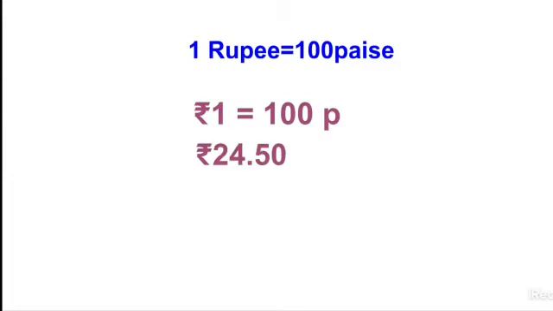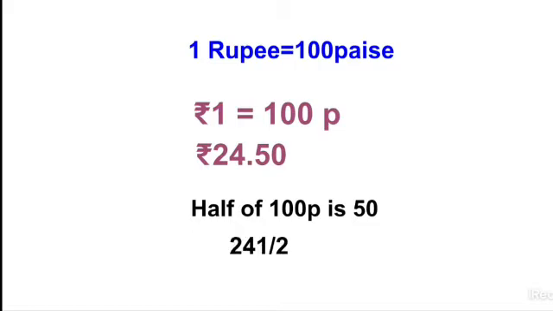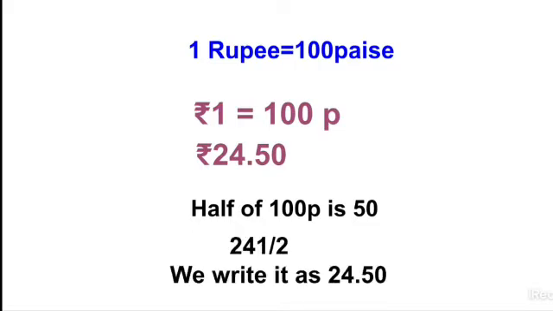Now here it is written 24.50 rupees, that is rupees 24, which is a whole number, and then we have to take a half part of 1 rupee, that is 100 paise. Now half of 100 paise is 50. It is a half rupee. But we don't write 24 and half. We write it as 24.50. That means from 100 paise we want to give 50 paise.